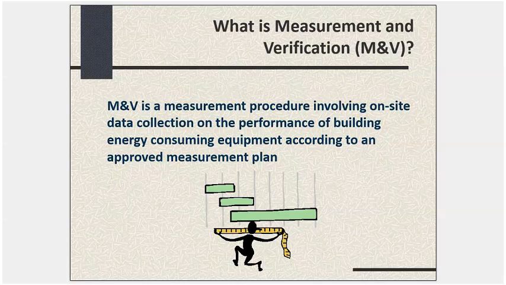You can see that the basic definition of M&B is really a procedure that talks about what sort of data is going to be collected in order to evaluate performance of the building energy-consuming equipment, and what's the step-by-step method that's going to be used, as defined in the M&B plan, to execute that process of measuring and verifying savings.